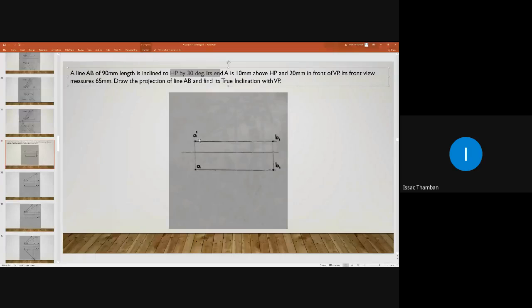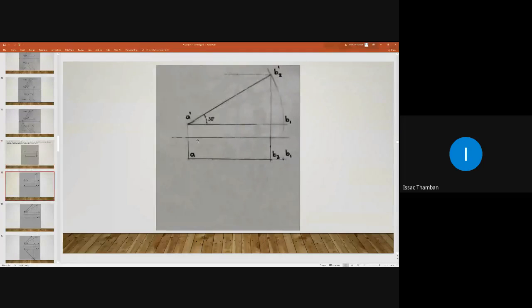So let us tilt the line A dash B1 dash with respect to the XY line by 30 degrees because it is given in the question. Theta is given in the question. So let us draw that. From point A dash, you draw a 30-degree line like this.